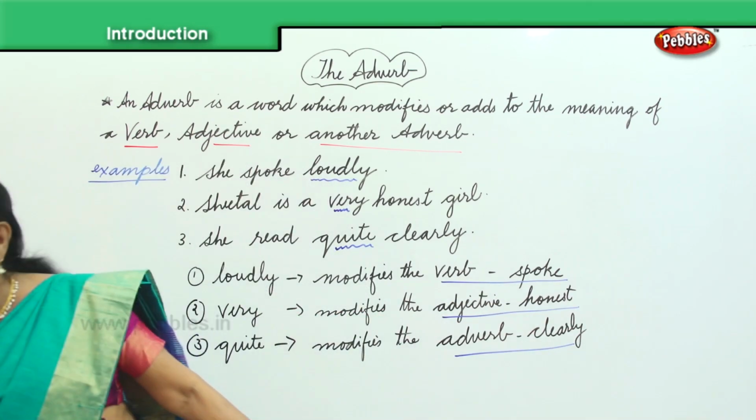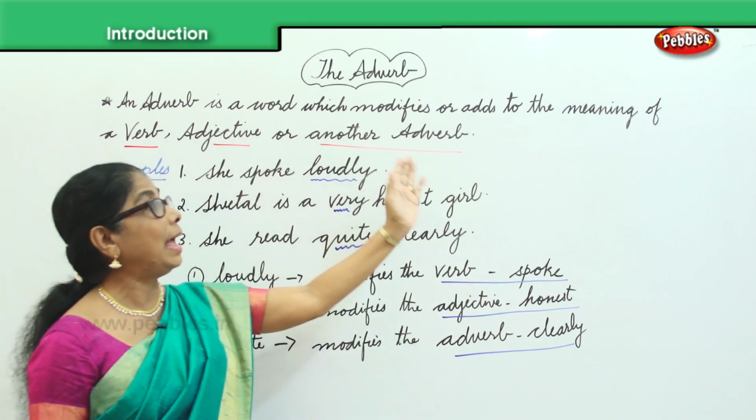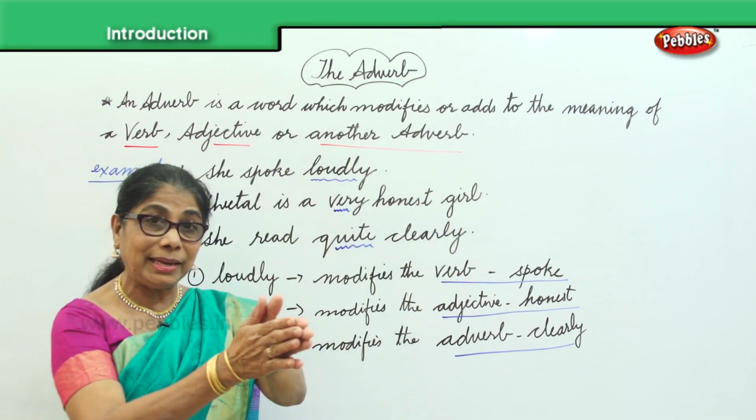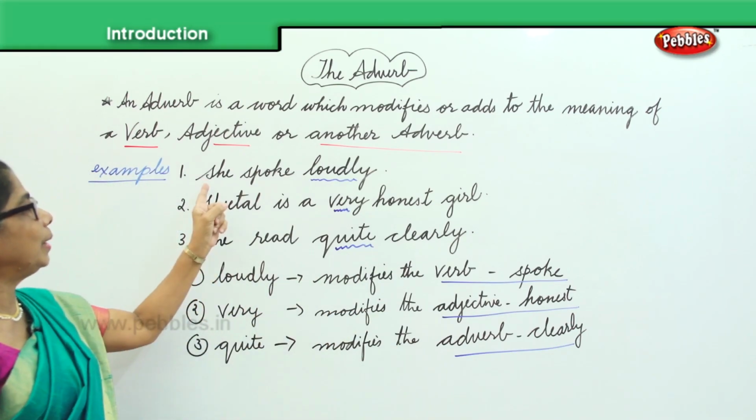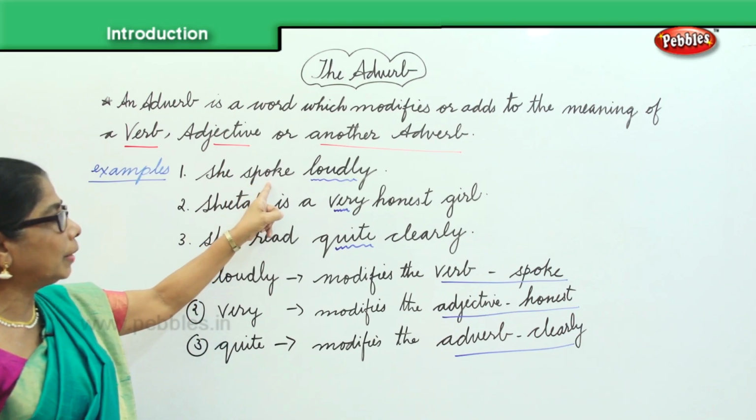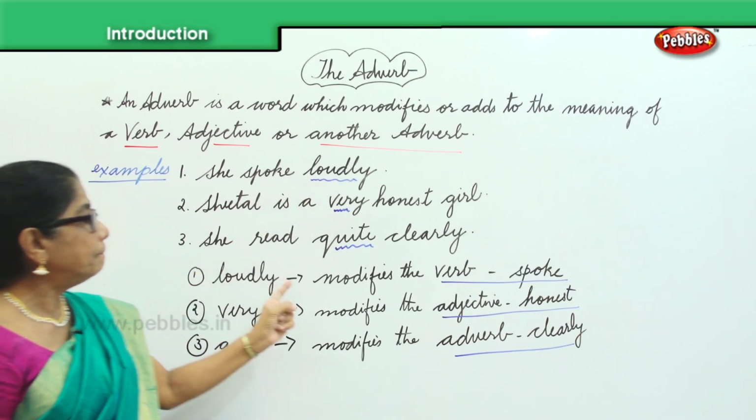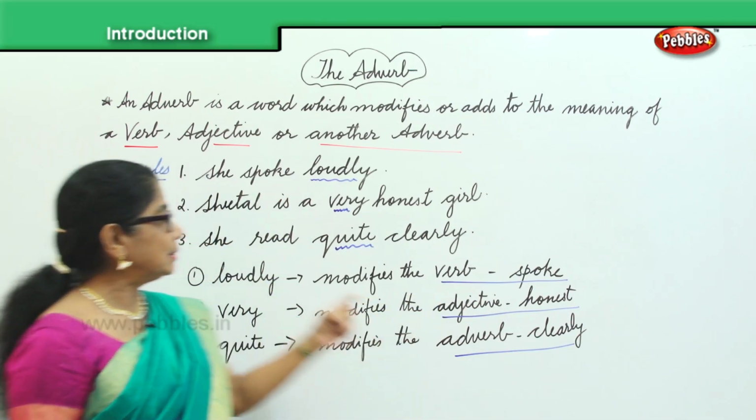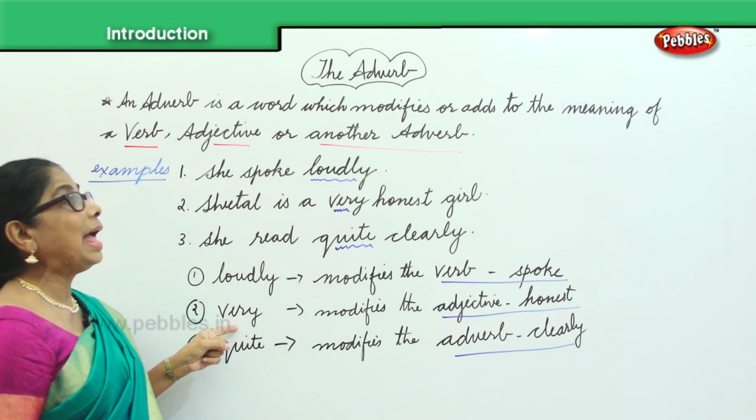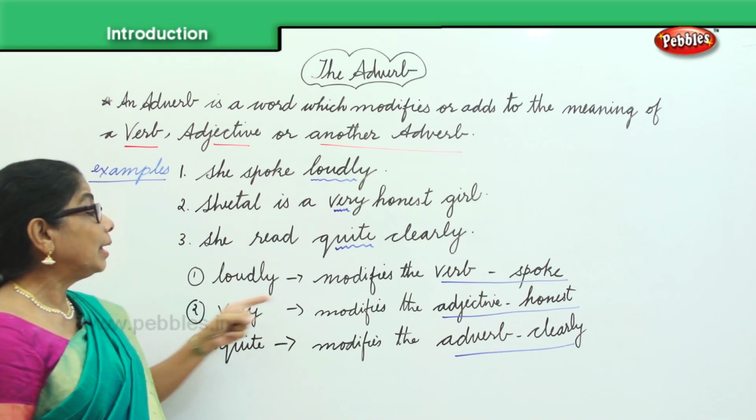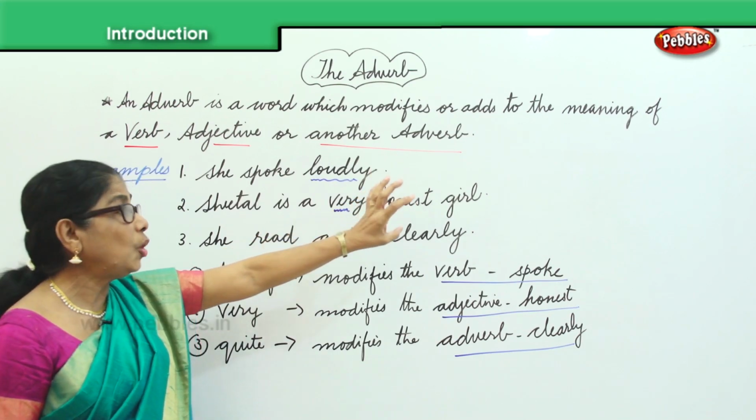Now, in all these cases, what we are looking at is that an adverb is a word which adds to or modifies the meaning of a verb, adjective or adverb. In the first sentence, we have a verb, spoke, and therefore loudly, the adverb, modifies the verb spoke. In the second sentence, we have Sheetal is a very honest girl. The very is the adverb for us, and it modifies the adjective honest.